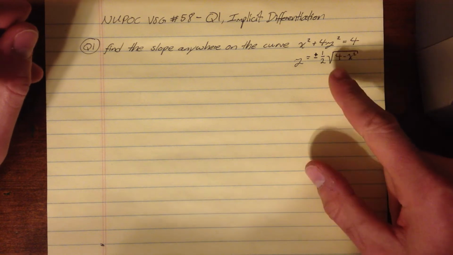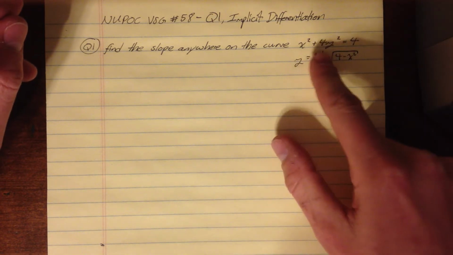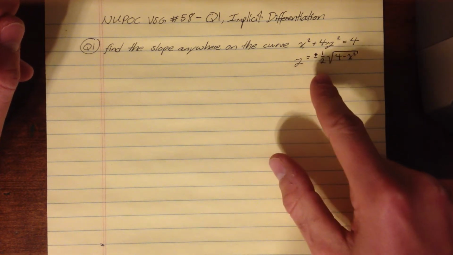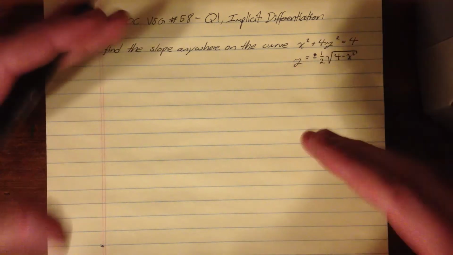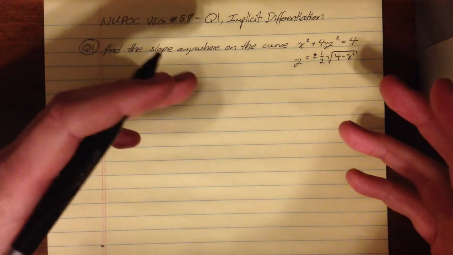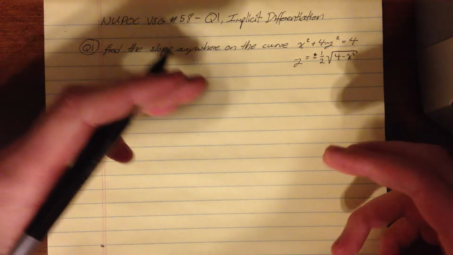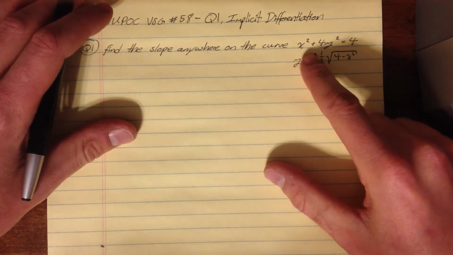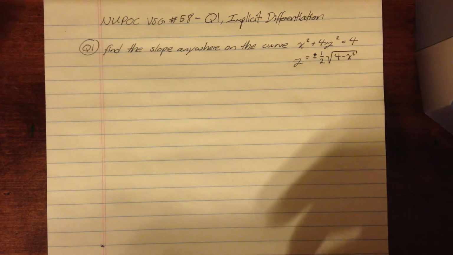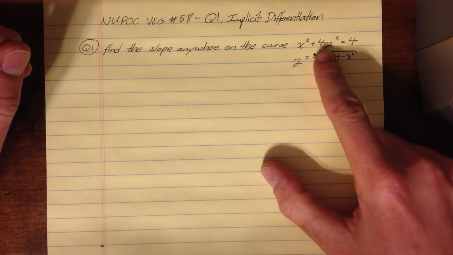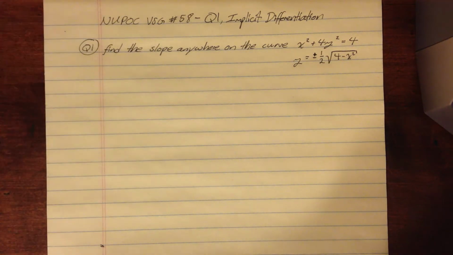And before we do it, I do want to take a look at what this curve actually is. So probably some of you can see it from intuition. It's probably something like a circle, but not quite, because if it was x squared plus y squared equals 4, that would be a circle with radius 2. But here it's a little bit distorted, because you have this 4 on the y, so it's an ellipse.